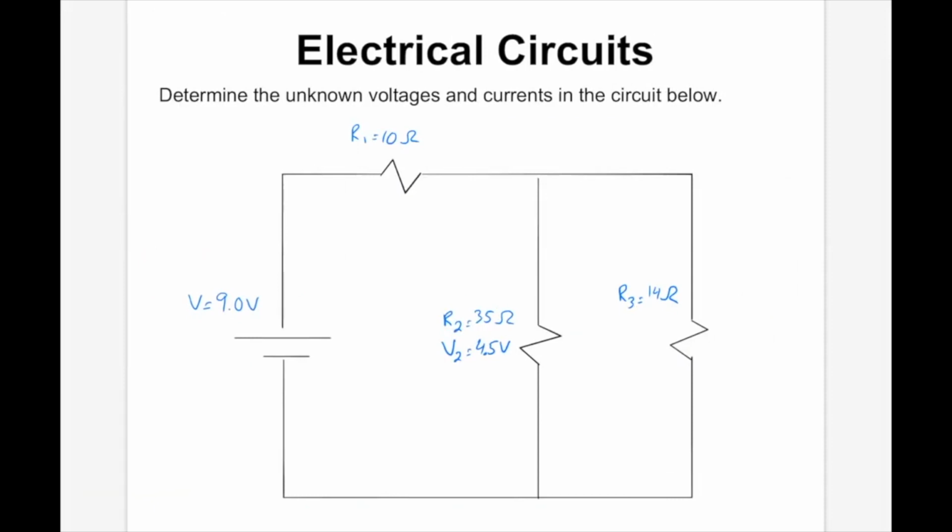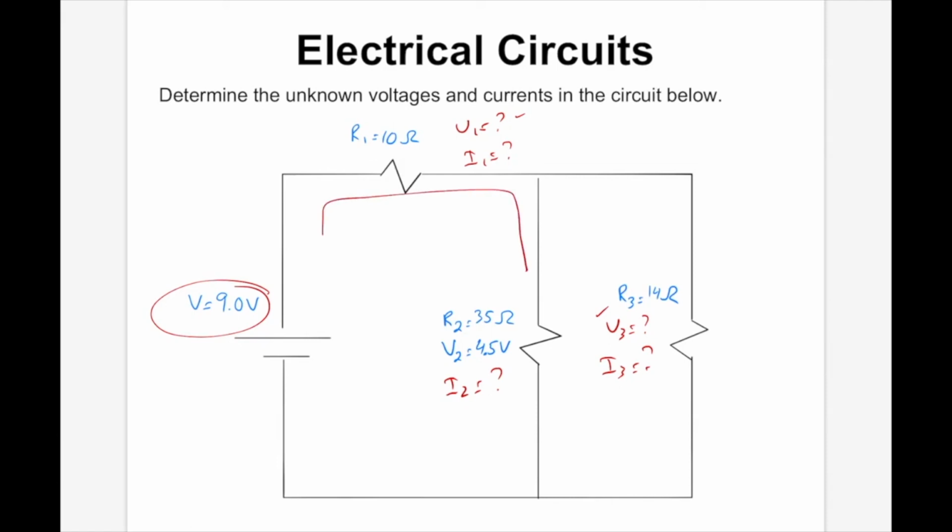Determine the unknown voltages and currents in the following circuit. So we need to find V1, we need to find I1, we need to find I2, and we need to find V3 and I3. Now for this question, we need to find another strategy again. We're told that 9 volts of electricity leave the battery, but we don't know the voltage in here or here. So what we need to do is narrow it down so we can find a branch that only has 1 voltage missing, and that's going to be this branch right here.